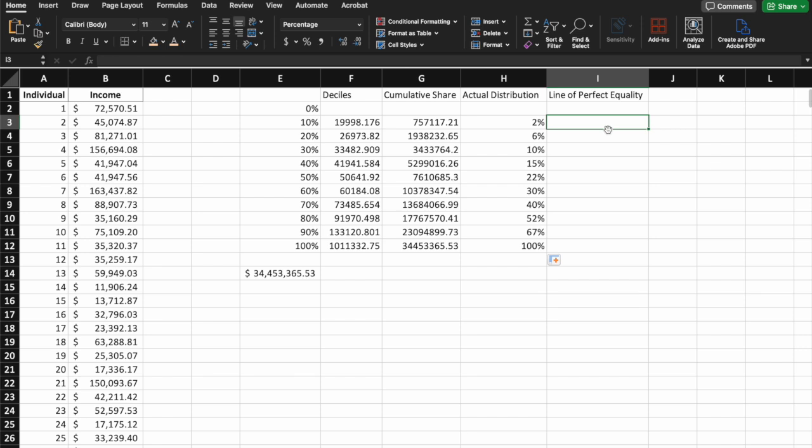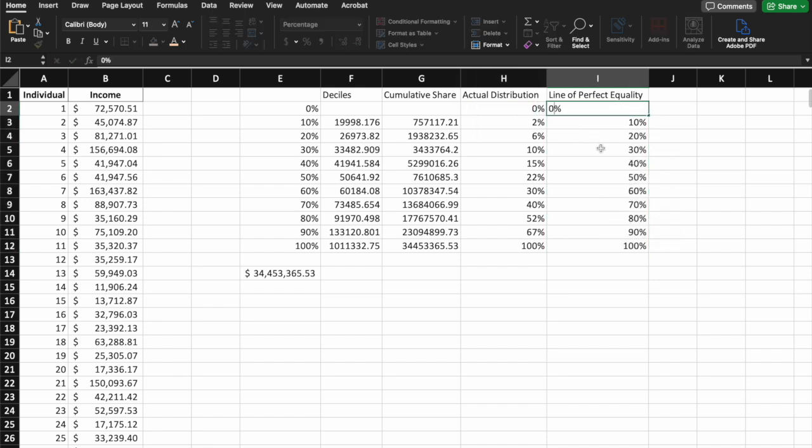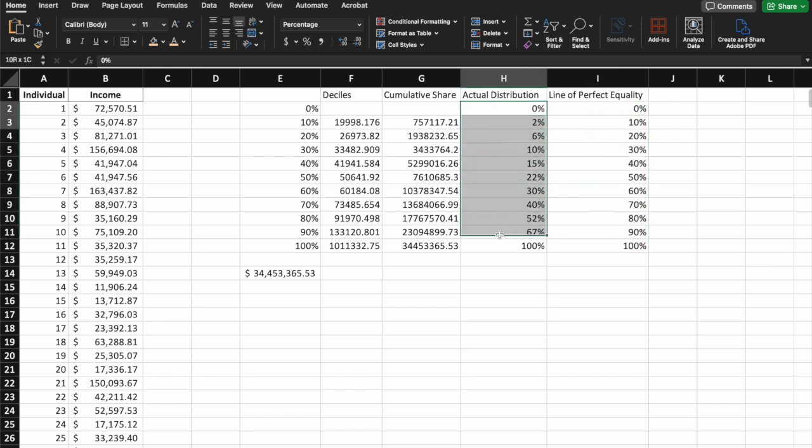Now remember, we're going to create here just like this line of perfect equality. So just as a point of comparison. So if it was perfectly equal, the bottom 10% would have 10%, the bottom 20% would have 20% of the wealth, right? So we're going to continue that all the way to 100. We're going to put zeros here too, just to make it complete graphically. Okay. So here's what perfect equality would look like. Their shares would be perfectly equal across all the deciles. This is what it actually looks like.